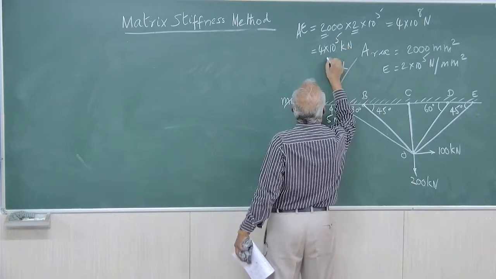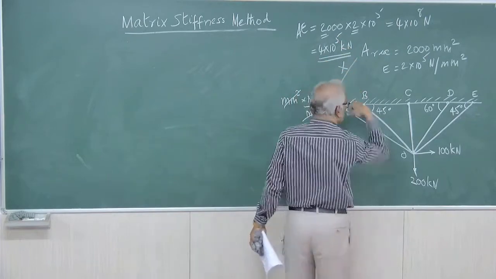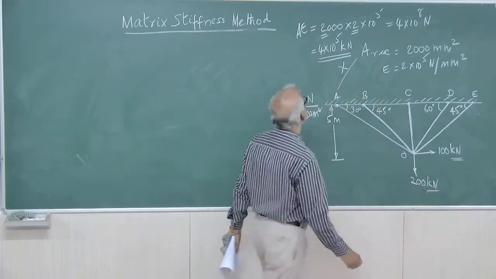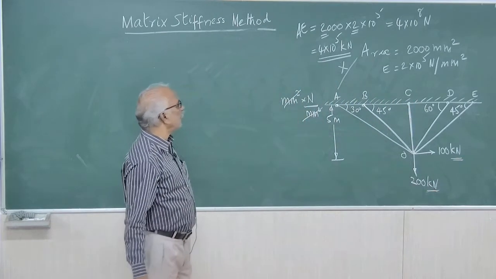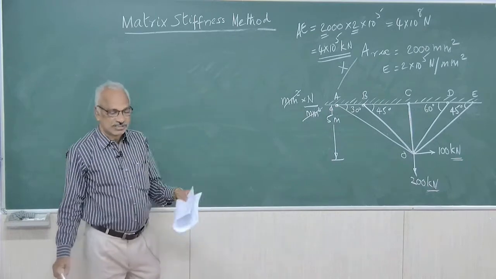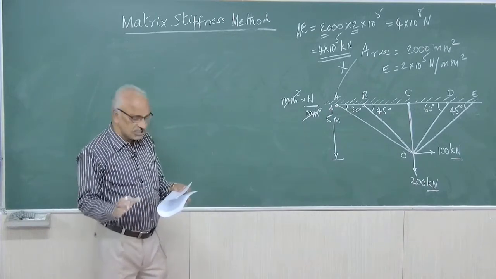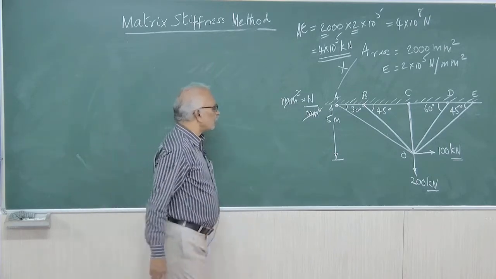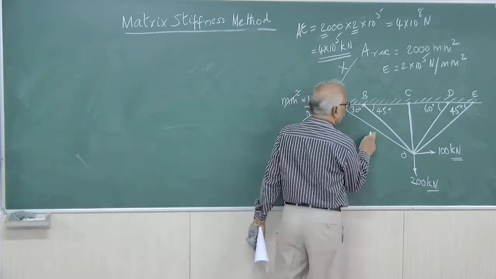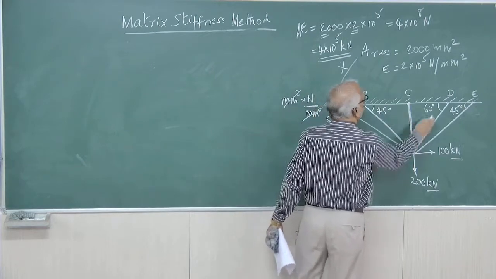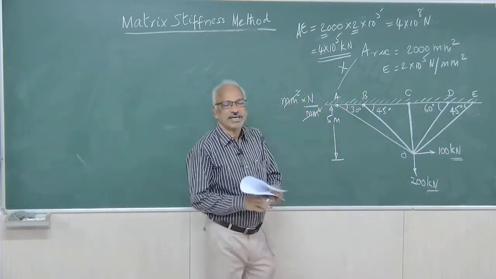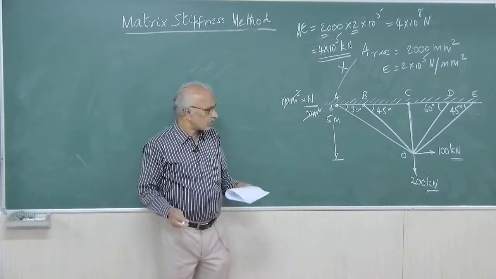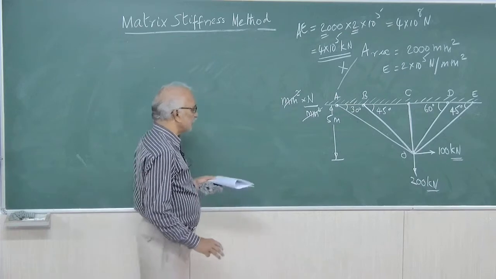AE equal to 4 into 10 power 5 kilonewton, because the forces are given in terms of kilonewton. So AE will be 4 into 10 power 5 kilonewtons. So this is what is given. And we have to find out the member force in OA, OB, OC, OD and OE by the direct stiffness method. That is the question. Only thing is I have not written the text for the question, but you can understand.